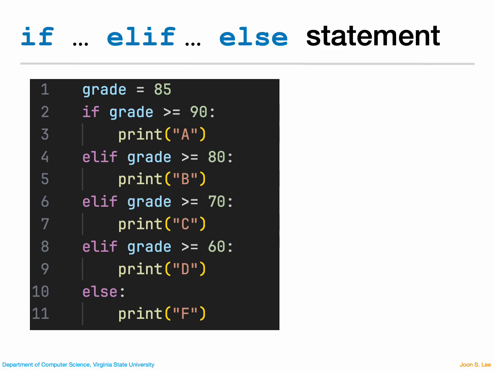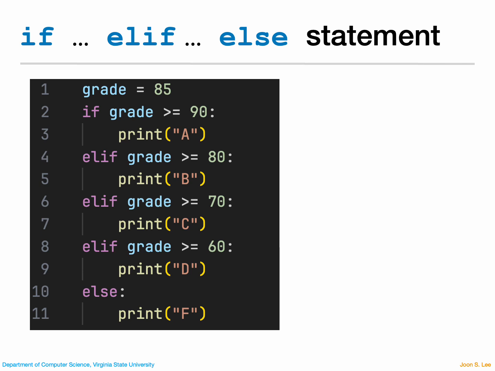After that, the program doesn't check any of the other conditions. Once one condition is true, Python runs that block and ignores the rest. If none of the conditions had been true, the program would have fallen through to the else block and printed F. This structure lets us handle multiple possibilities in a clean, step-by-step way, instead of writing a long chain of separate if statements.